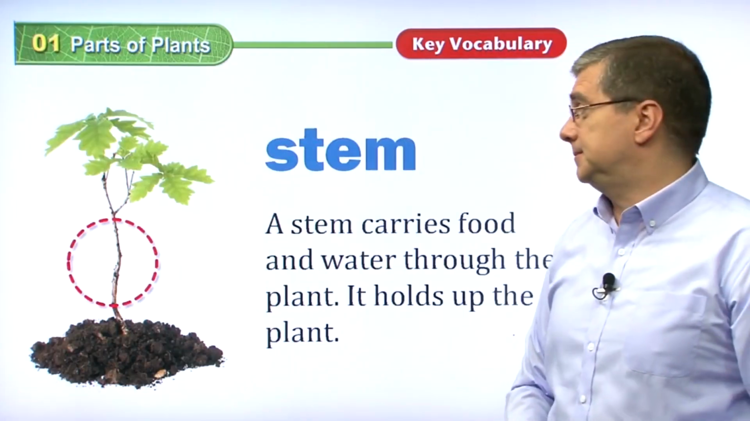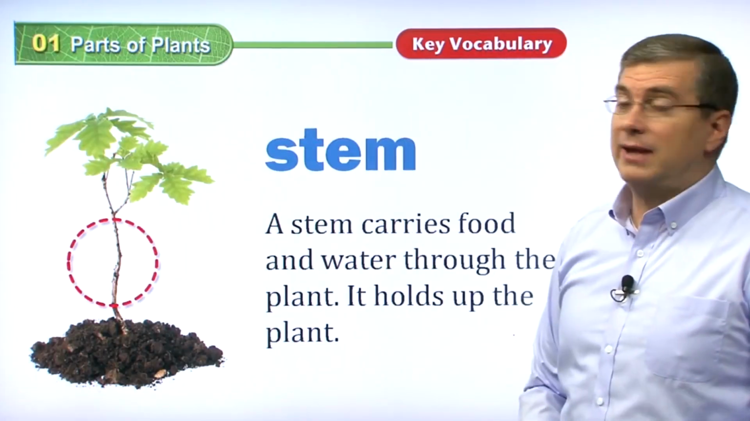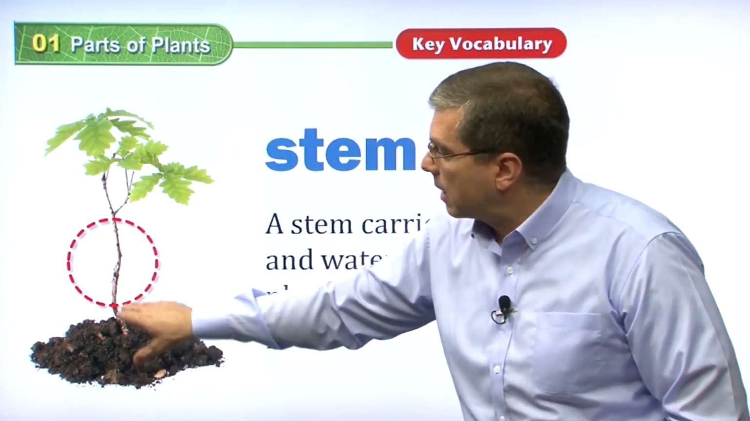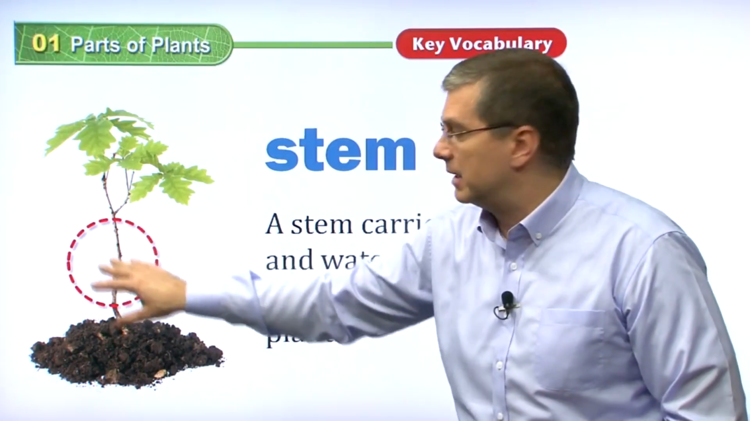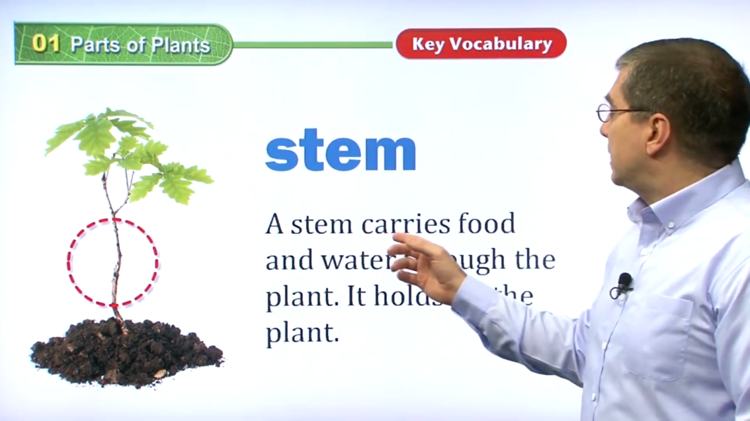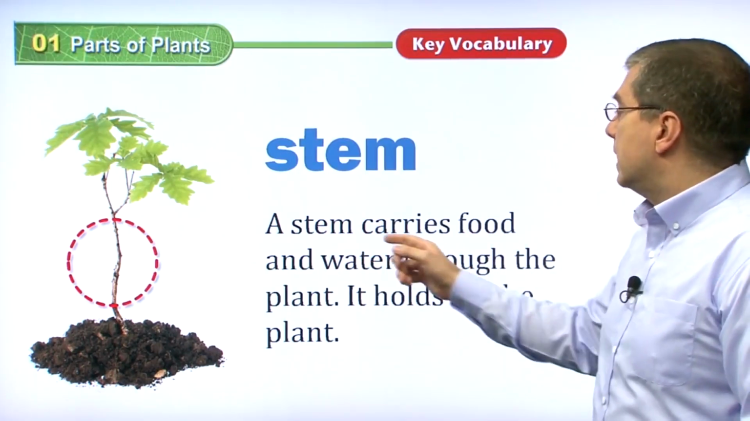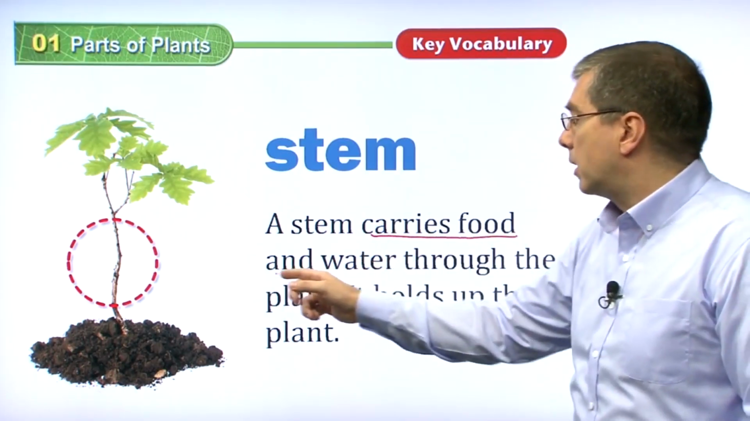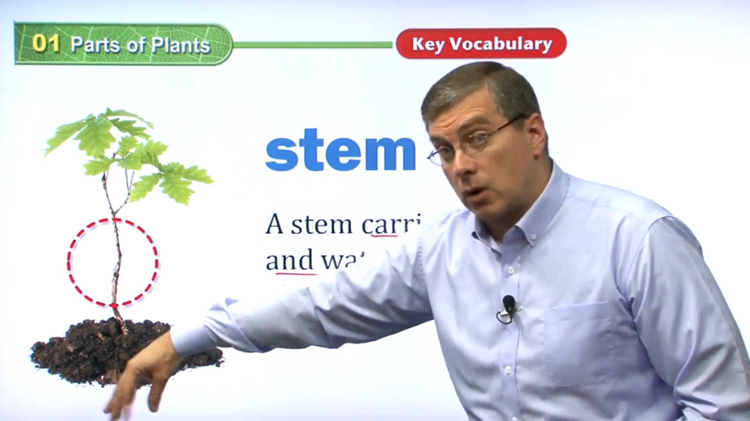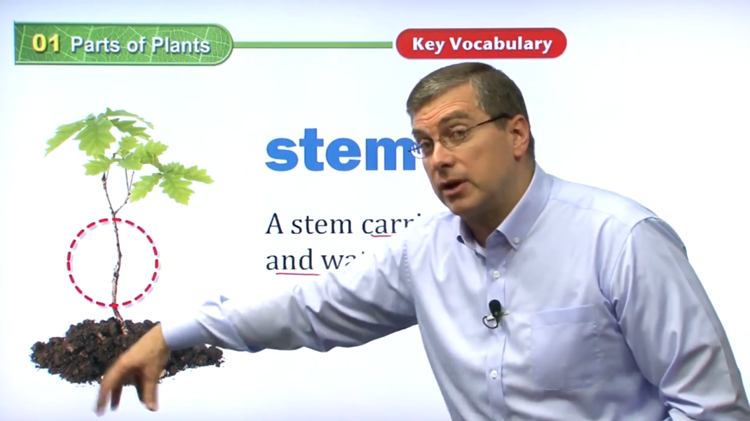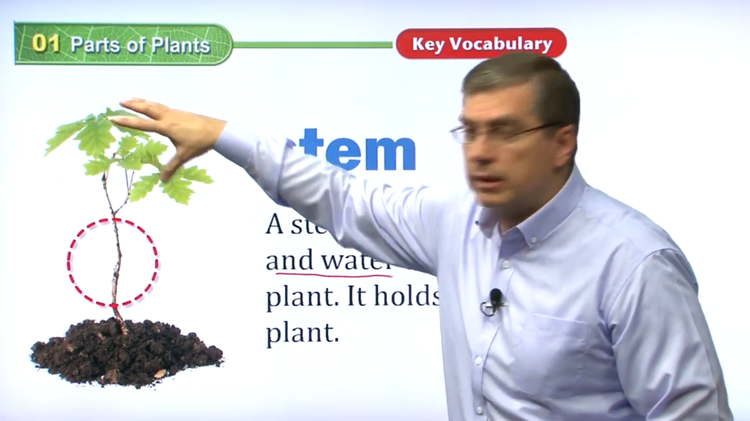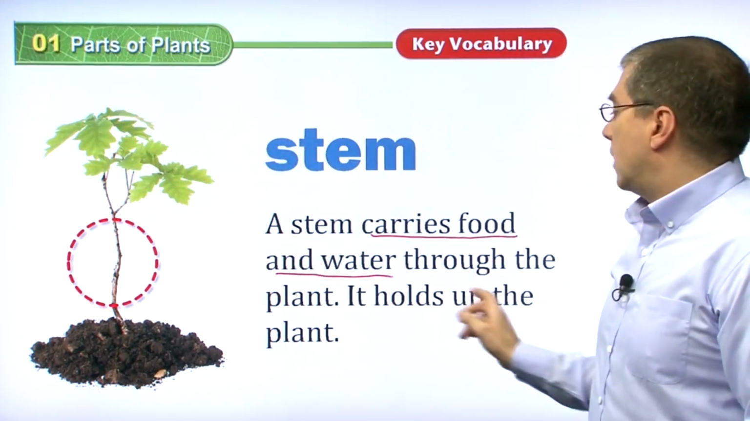Okay, let's move on. Let's talk about the next part of the plant, which is the stem. Okay, we started at the bottom, the roots we can't see, but now we're coming up and we can see the stem is here. What does the stem do for the plant? A stem carries food and water through the plant. So the roots down here, they're taking in water, they're also taking in food from the dirt, from the soil, and the stem carries that food up, right, to the leaves, through the plant. It holds up the plant.